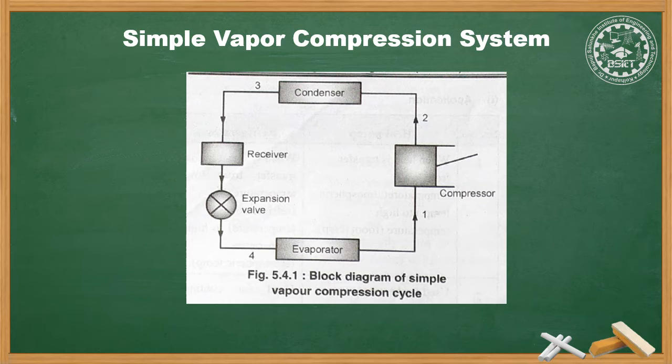At point 4, wet vapor enters the evaporator where it absorbs the latent heat of evaporation and further evaporates, so change of phase takes place, producing the refrigerating effect. The refrigerant thus leaving the evaporator is fairly dry and again enters the compressor at point 1. This completes the vapor compression cycle.